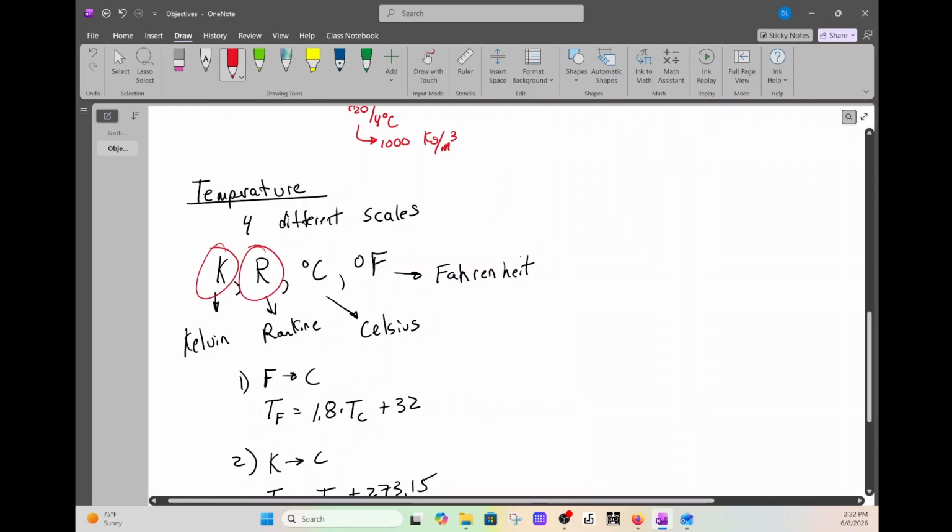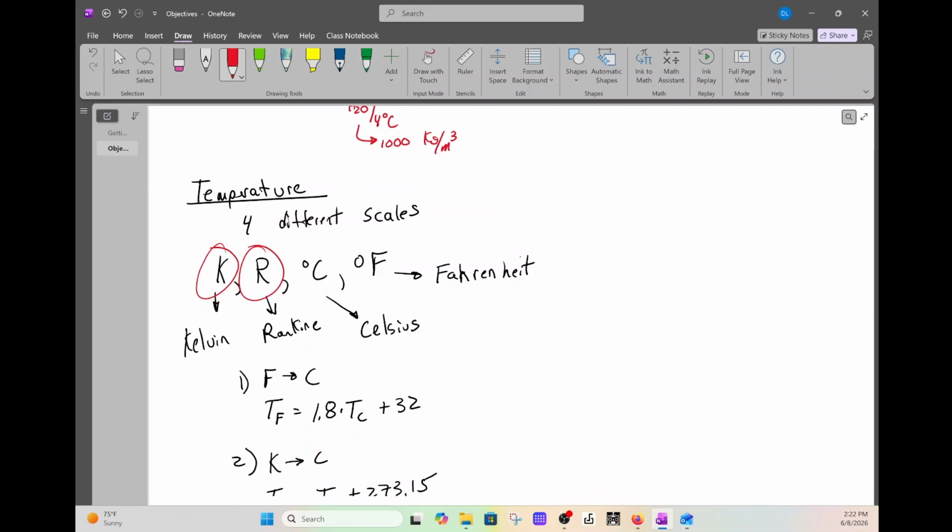Now, Rankine and Kelvin are what we call absolute values. So we typically use those values in equations. So I can kind of go through. There's what we call an ideal gas equation, which is pressure equals rho RT. Okay. This is pressure. This is density. This is what we call a constant. Depends on the gas. Okay. And this is temperature.